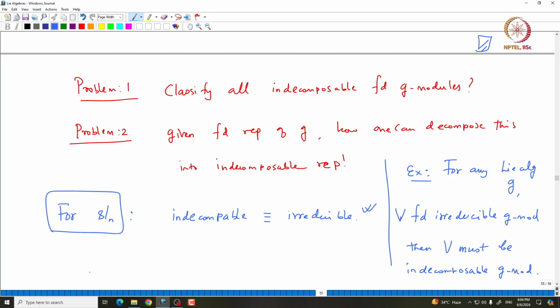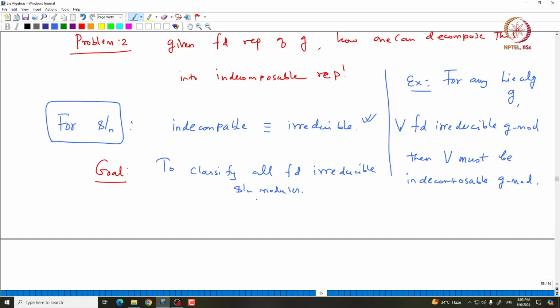So, this is the ultimate goal: to classify all finite dimensional irreducible SLN modules. Of course, once we understand the representation theory of SLN, there is a close relationship between this representation theory and the representation theory of GLN. So, using that close relationship, we can also understand the representation theory of GLN.